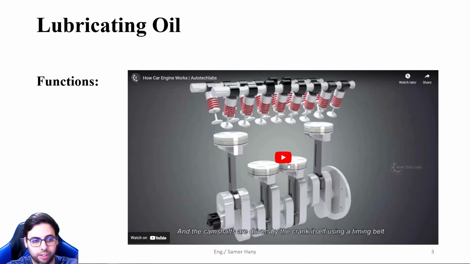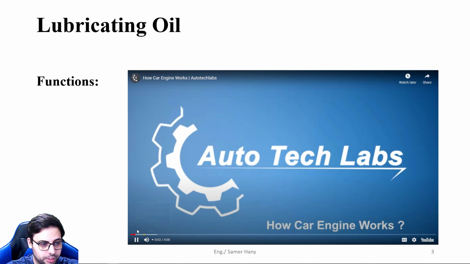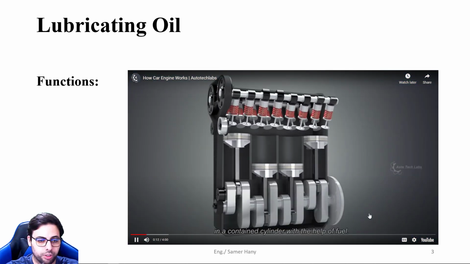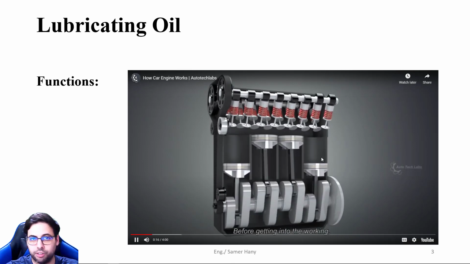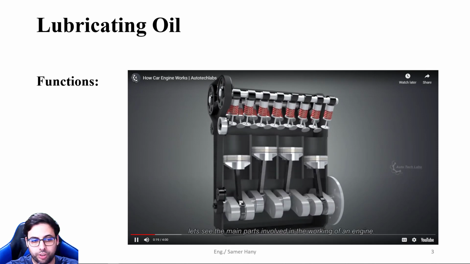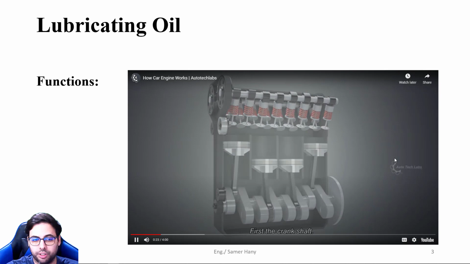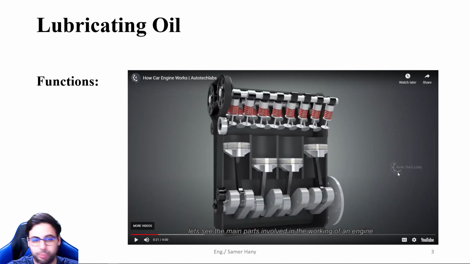Before listing the functions that we need, let's see a typical example of an application we need lubrication in. Let's go through this video like this. This is a car motor, an internal combustion engine. As you can see, there are 4 cylinders in here and 4 pistons linked to the crankshaft, and they help produce the movement inside the motor. Okay, let's go back and stop the video at this screenshot.